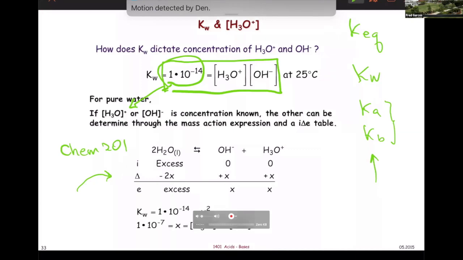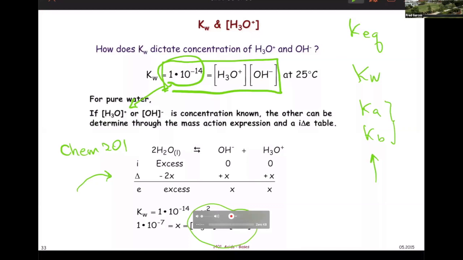What you will see is that when you solve for the math, the hydronium and hydroxide, because they are equal to each other, is going to be written as x squared equals 1 times 10 to the minus 14. And so if you solve for x in this case, you get 1 times 10 to the minus 7. That's just the math. Okay.